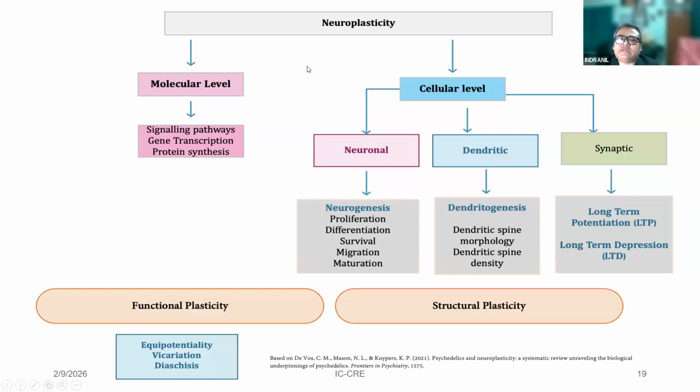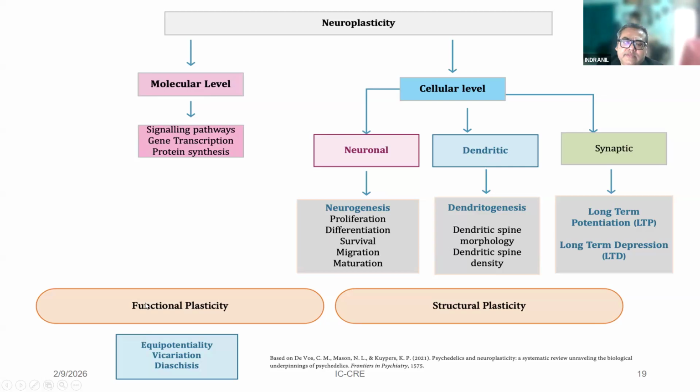Next, neuroplasticity can differ at the molecular level also, that is the genetic part. So protein systems are mostly working, and also at the cellular level. First is the neuronal level, meaning neurogenesis, like proliferation, differentiation, survival, migration, maturation. These are all neuronal aspects. So you can form a lot of synapses, with reference to checking the dendritic spine or something. Then the dendritic part is very, very important. So dendritogenesis means development of dendrites, and then synaptogenesis. These are the hierarchy.